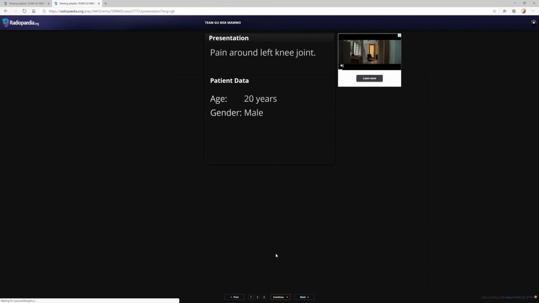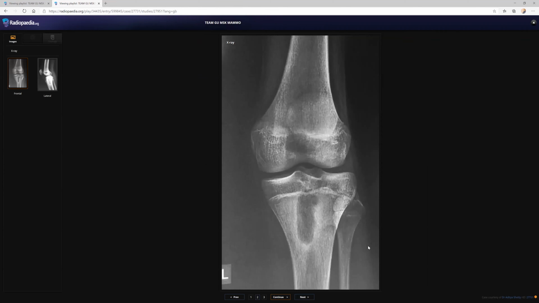The next case: pain around the left knee joint, 20-year male. Okay. So that's the frontal projection of the knee joint of a skeletally immature patient, in which I can see there is a tubular lesion involving the metaphysis of the tibia with surrounding sclerotic margins. It has a narrow zone of transition. There is no evidence of involvement of the epiphysis or of it passing the growth plate.